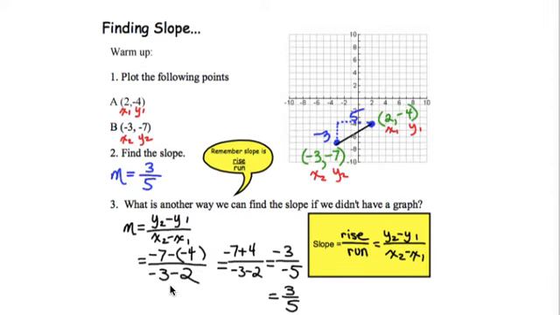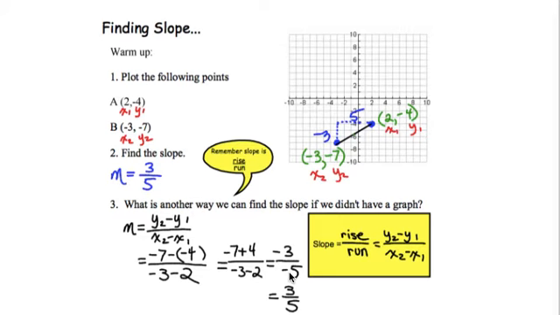When we do the math, we end up with -7 plus 4, because a negative minus a negative is a positive, right? So -7 minus -4 is -7 plus 4, over -3 minus 2, which equals -3 over 5. And a negative divided by a negative is a positive.